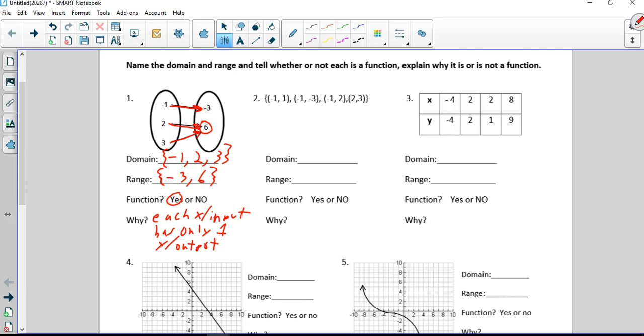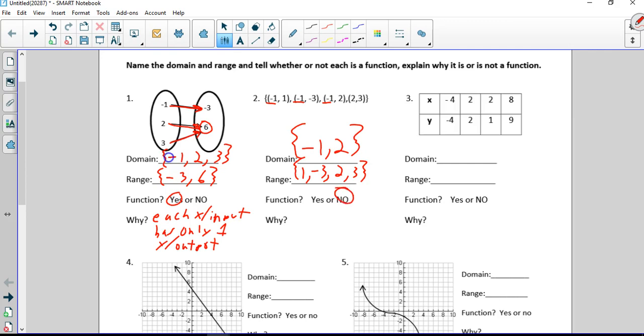Here, we have a list for number 2. Notice -1 gives me 1, -3, and 2. So what is my domain? I don't have to write -1 3 times. It's just -1 and 2. My range is 1, -3, 2, and +3.